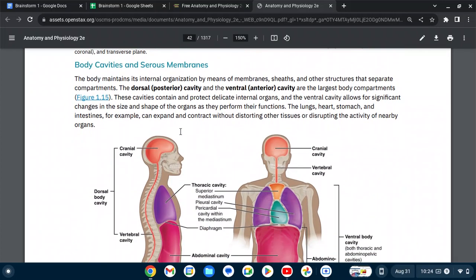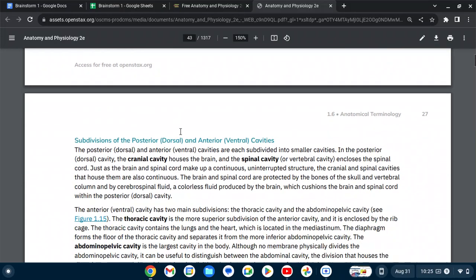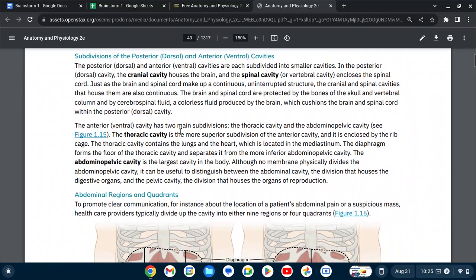Body cavities and serous membranes. The body maintains its dorsal organization by means of membranes, sheaths, and other structures that separate compartments. The dorsal cavity and the ventral cavity are the largest body compartments. These cavities contain and protect delicate internal organs, and the ventral cavity allows for significant changes in the size and shape of the organs as they perform their functions. The lungs, heart, stomach, and intestines, for example, can expand and contract without distorting other tissues or disrupting the activity of nearby organs.